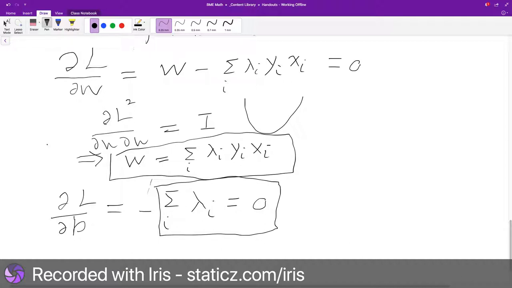This type of condition is usually called the Karush-Kuhn-Tucker conditions. So basically, you optimize some function and make the derivative equal to zero. It's a necessary condition for that optimal point to exist.